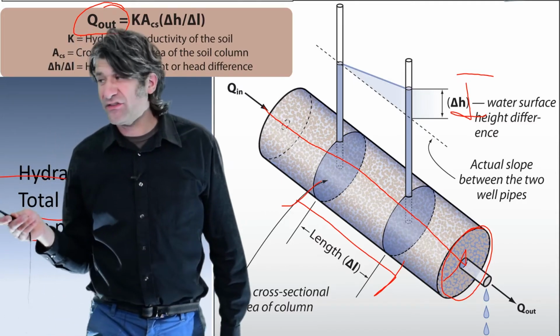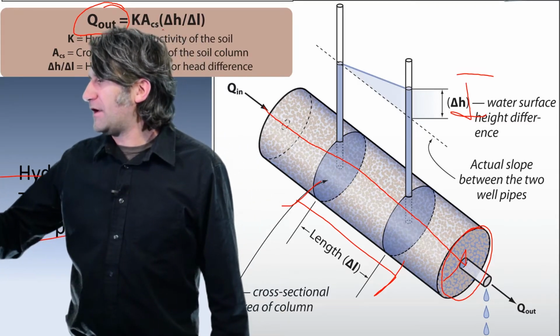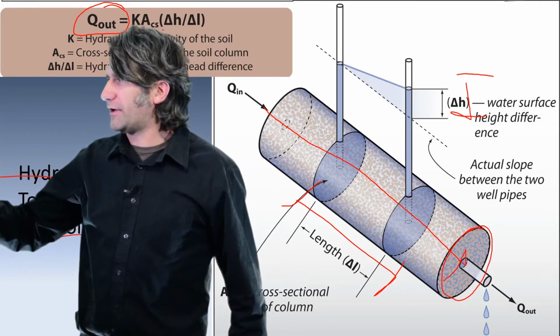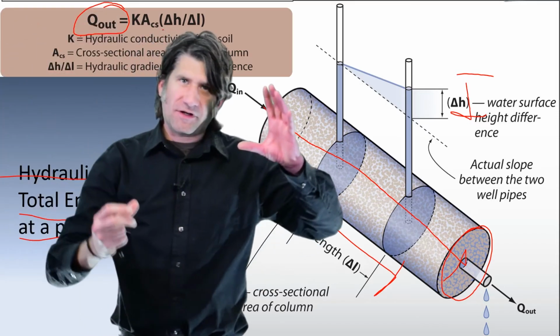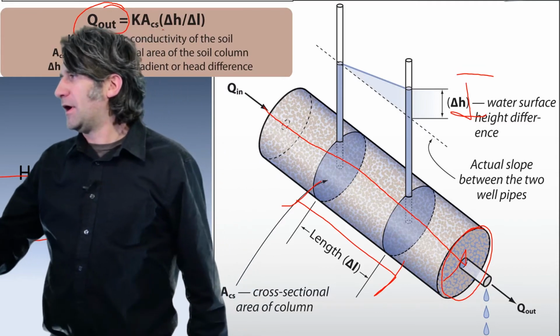Does that make sense? If we think about this equation here, if the number in the top of our numerator is bigger, then our rate of flow is going to go up. And that makes sense, right? If it's steeper, you're going to have more gravity working on it, and that rate of flow is going to go up.